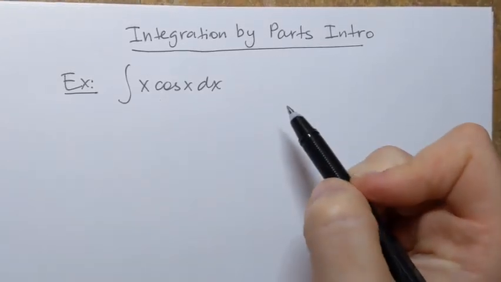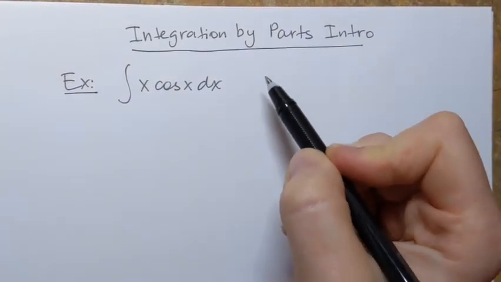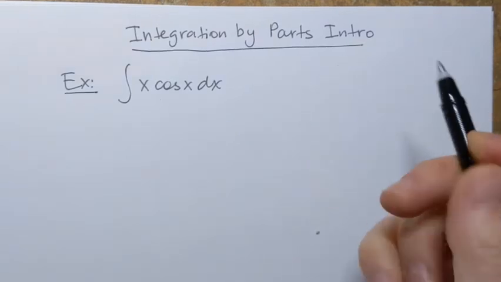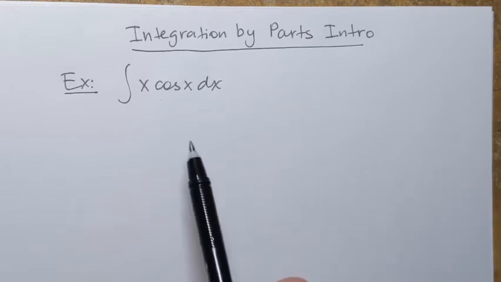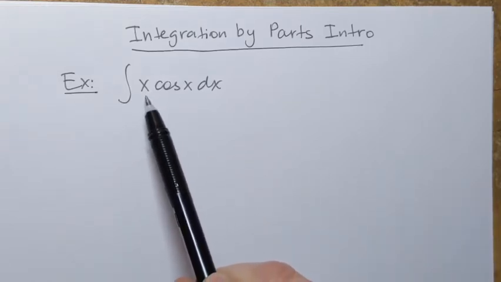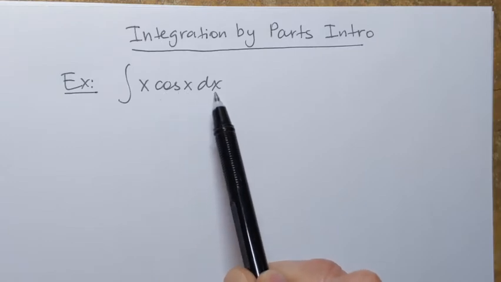In this video, we're going to introduce the rule that's called integration by parts. We'll see where that rule comes from and in which case we have to use it. So let's look at this example. Integral of x times cosine of x dx.